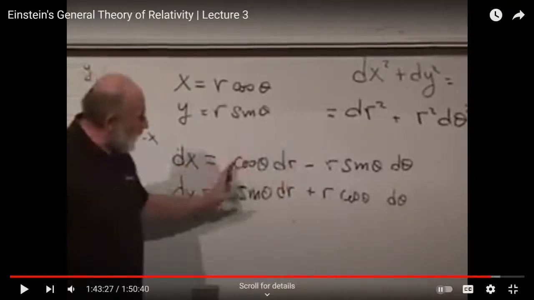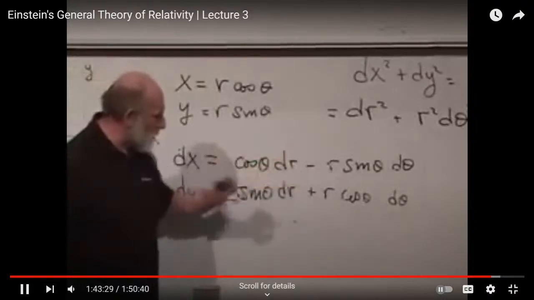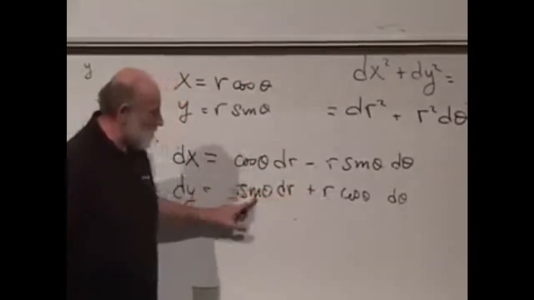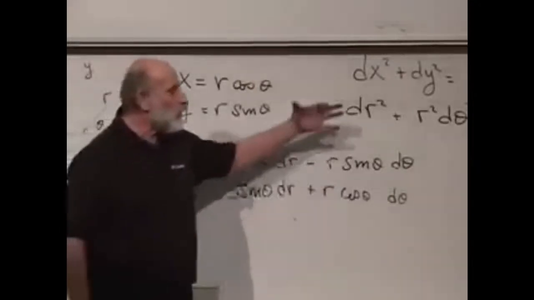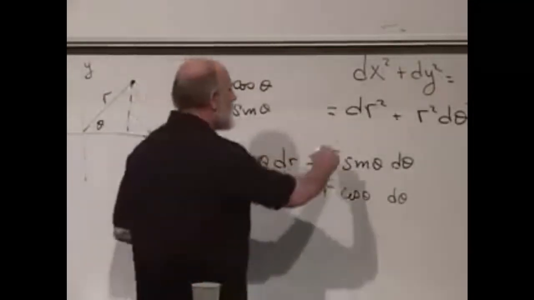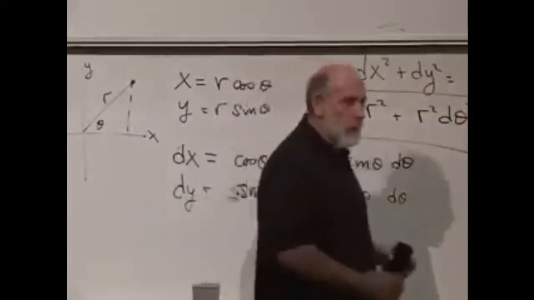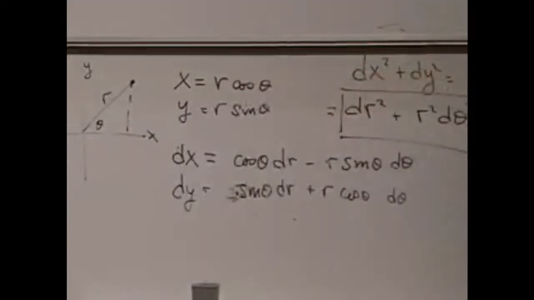They just drop out. That's good. Cosine theta, sine theta with a minus sign. From this cross term, you'll get plus the same r thing, cosine theta, sine theta. They just drop out, and there will be no cross term. All right, so this is the metric of flat space in polar coordinates.